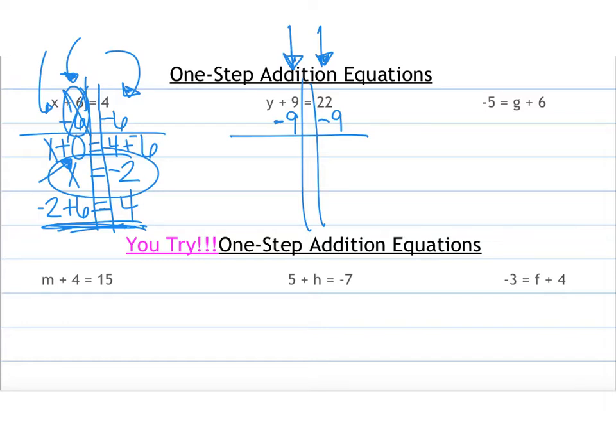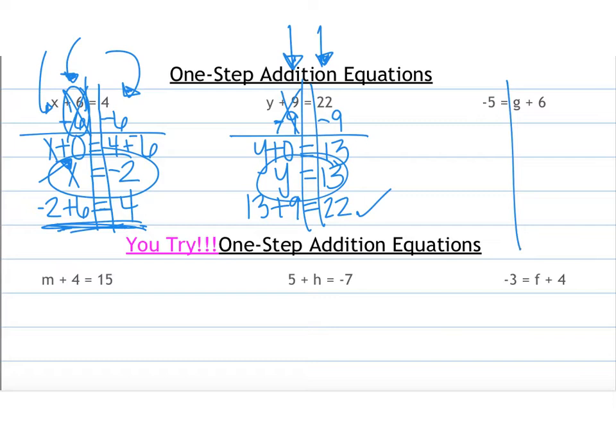All right, so 9 minus 9 is 0, so we have y plus 0 equals, and then 22 minus 9 is 13. I'm going to rewrite it as y equals 13. Then I bring my 13 back into my equation, so 13 plus 9 equals 22. 13 plus 9 does equal 22, so I know that y equals 13. Sometimes we can just cross that off, so we know that those just cancel each other out. If you like that idea and you want to do that, that's fine too.